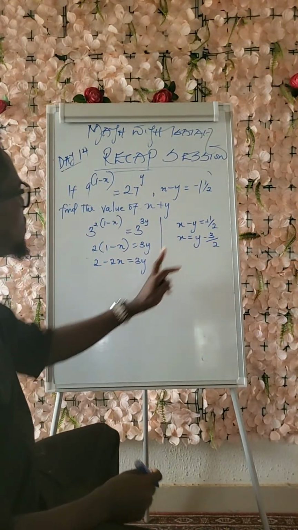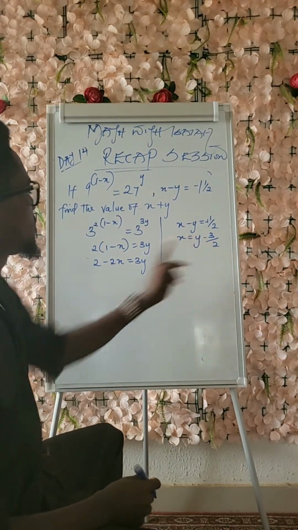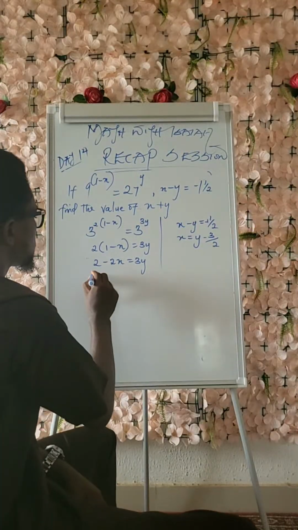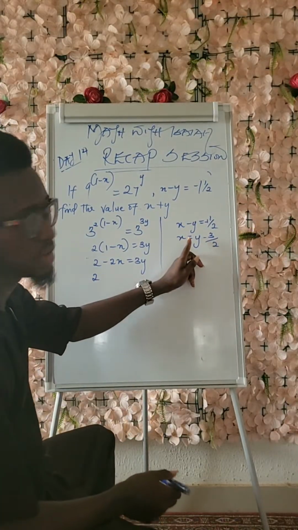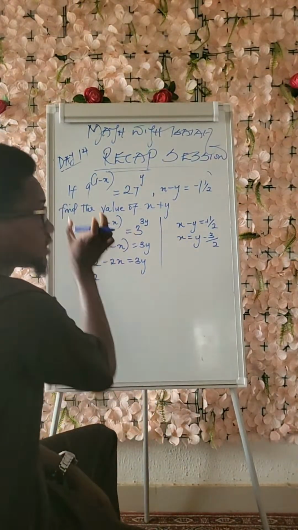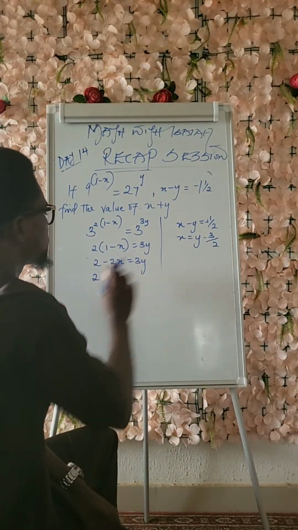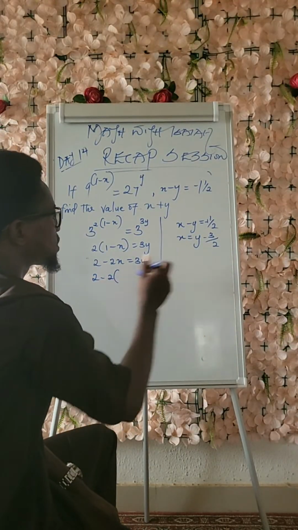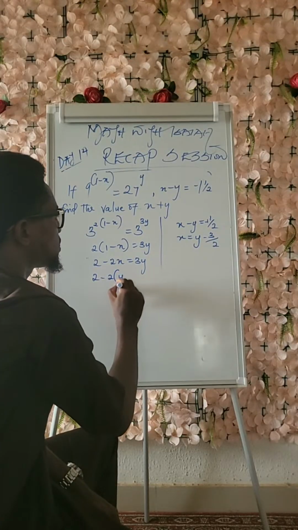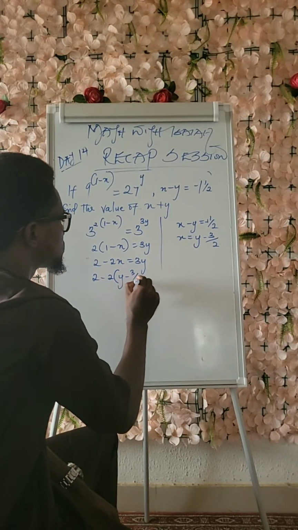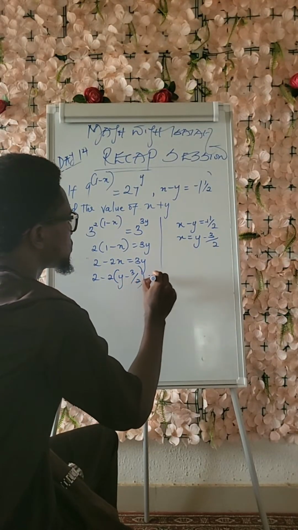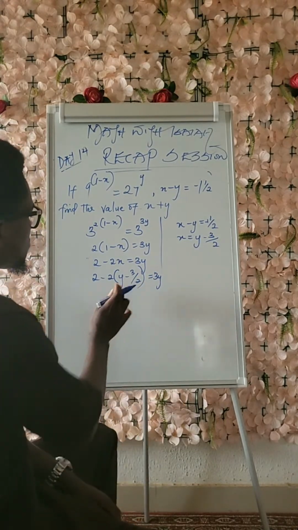Now, let's insert the value for x into this. Now you'll be having 2 minus 2 into bracket, what's your x? y minus 3 over 2, equals 3y. Am I right? Now, let's expand this.